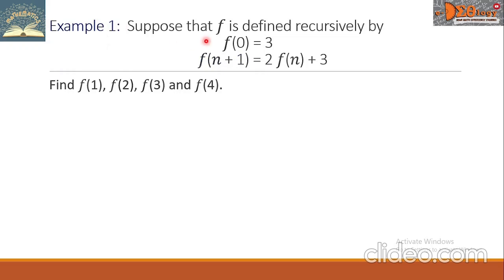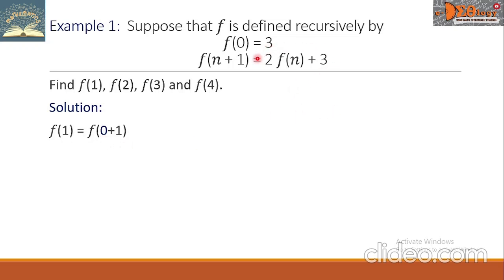Example 1. Suppose that f is defined recursively by f of 0 equals 3, f of n plus 1 equals 2 times f of n plus 3. Find f of 1, f of 2, f of 3, and f of 4. Let's begin with f of 1. Looking at our f of n plus 1, we can rewrite this f of 1 as f of 0 plus 1. In here, n equals 0.